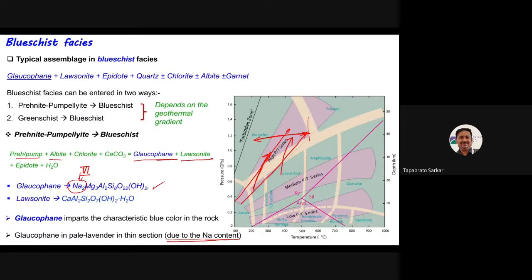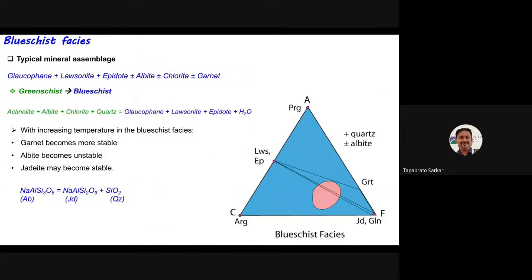Now blueschist, as I said, has a range of temperature. When you are relatively at the higher temperature side of the blueschist facies, then garnet becomes more stable, albite becomes unstable, and jadeite becomes more stable. Now what is the reaction? This is albite here. If you take out a quartz from this molecule, what we form is a pyroxene. How is it pyroxene? Si2O6, that's the pyroxene formula. So rather than having Fe and Mg, we have sodium and aluminium by the coupled substitution, and therefore this is called jadeite.